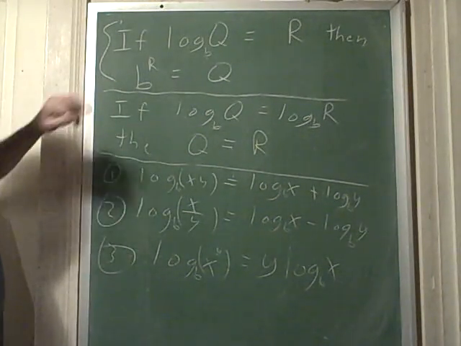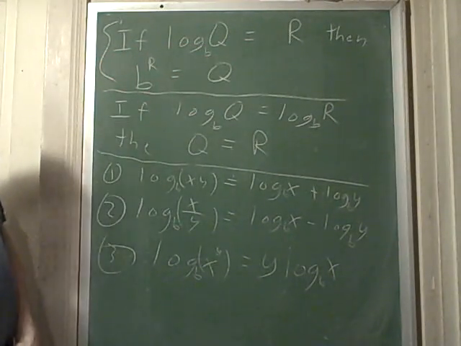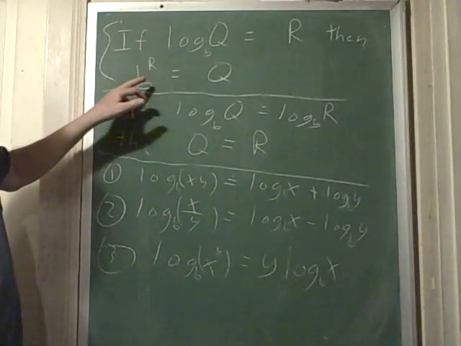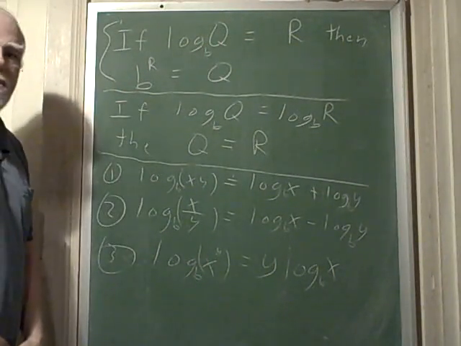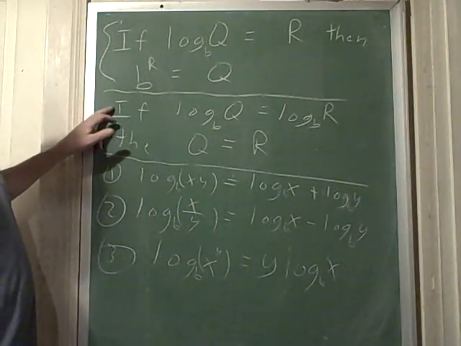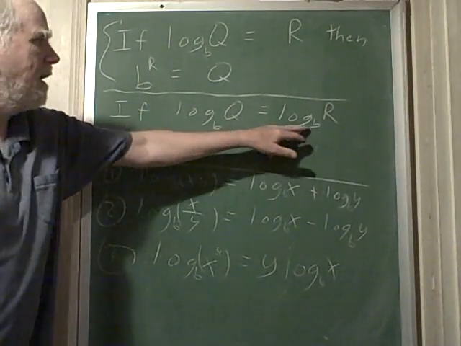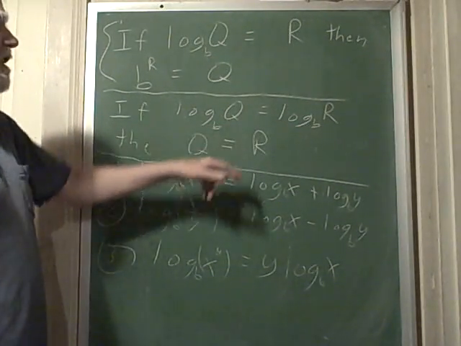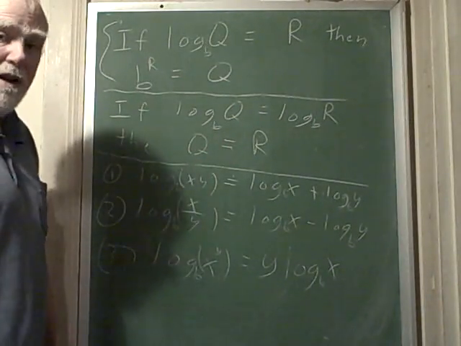Okay? So, if the log base b of q equals r, and q and r can be any expression whatsoever, then b to the r equals q. Well, that's just our equivalent statement. We're going to have to use that. Another one that we're going to use is if the log of q equals the log of r, where both are at base b, then q must equal r. In other words, we can just eliminate the logarithms altogether right there.